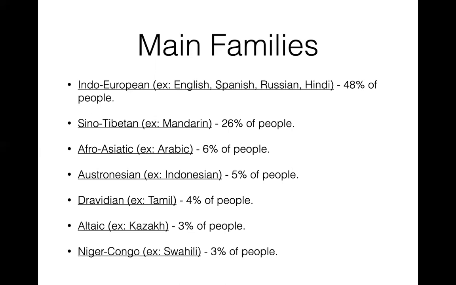And then the Niger-Congo family. This comes from between Nigeria, and the central part of Africa, which is the Congo area. The biggest one here is Swahili. About 3% of the world speaks one of these languages, but Swahili is the big one. We'll talk about that one kind of specifically here in just a bit.